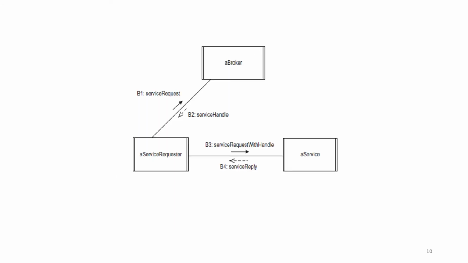In this diagram, you can see there will be a broker, a service requester, and a service. First, a service request is sent to the broker. The broker analyzes the information on what kind of service is required. It looks in its available list and provides a handle to the service requester. The service requester, using that handle, can directly communicate and ask for the services from the service.